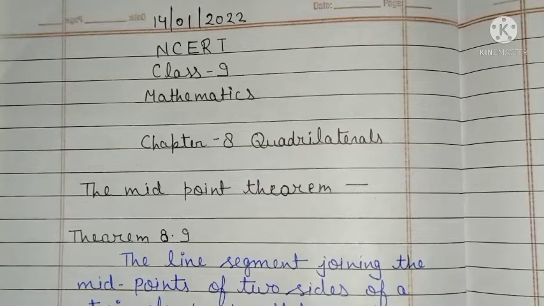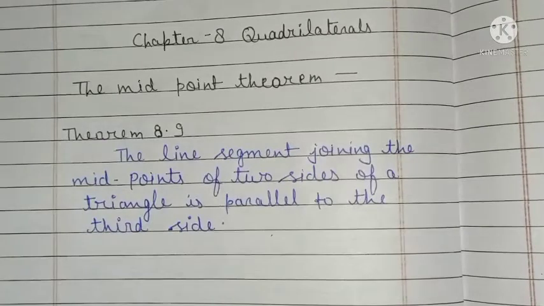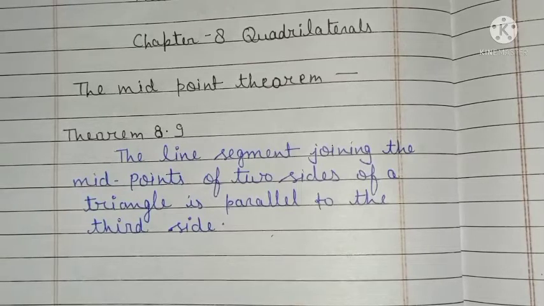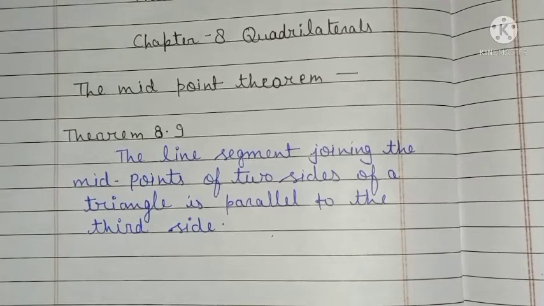In today's video, we will discuss NCERT class 9, the midpoint theorem from the quadrilateral chapter. So here is a theorem. It says that the line segment joining the midpoints of two sides of a triangle is parallel to the third side.